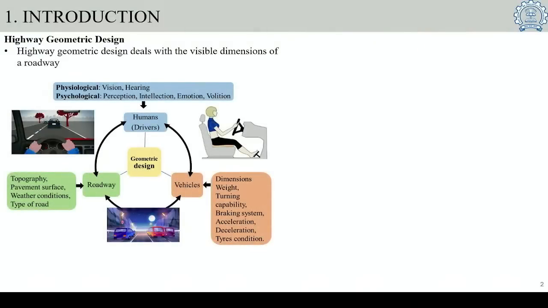Coming to highway geometric design, conventionally the design has been made using three major parameters: humans, vehicles, and roadway, and their interaction. However, from the human's point of view, only drivers are majorly considered, by taking physiological and psychological factors. From the vehicle's point of view, dimensions and capabilities are considered, and for roadways, the various types of roadways and their pavement surface conditions are considered.